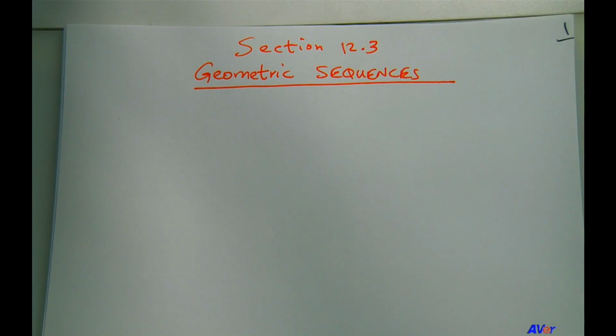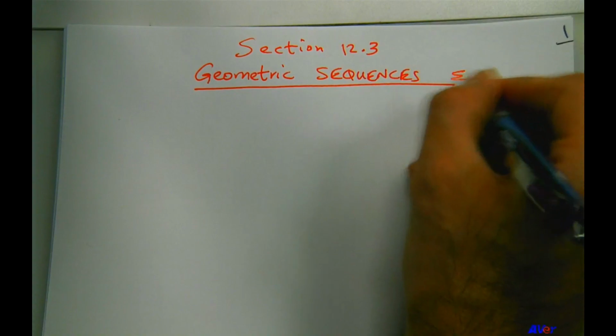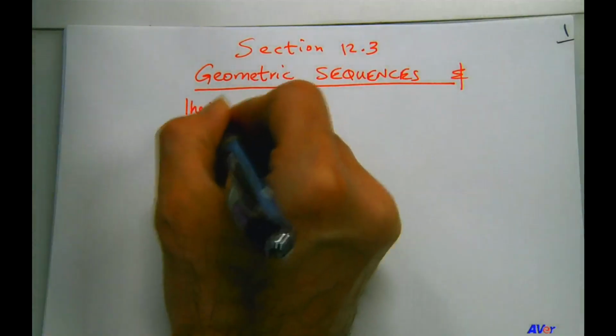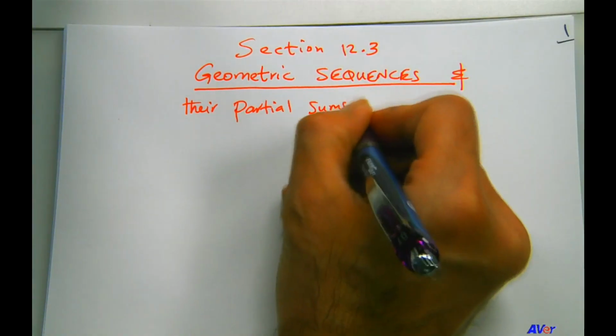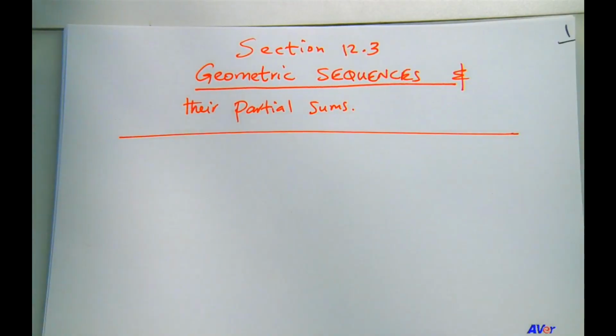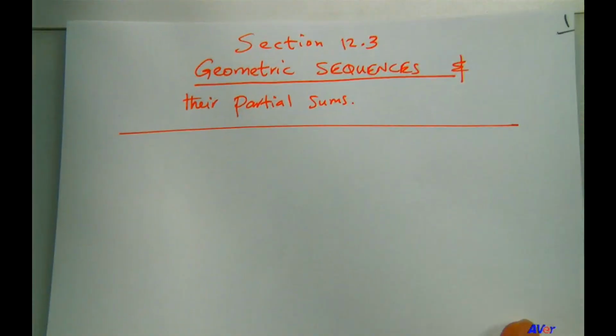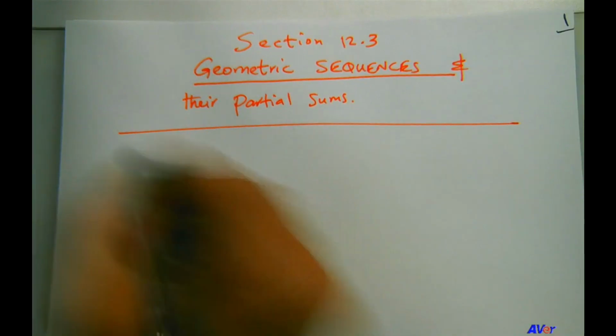You remember with arithmetic sequences and series, the numbers in the sequence had a particular pattern associated with them. So this is another type of sequence. In fact, I should add here, geometric sequences and their partial sums. Okay, so that's also another topic that we will look at. So let's briefly describe what a geometric sequence is.